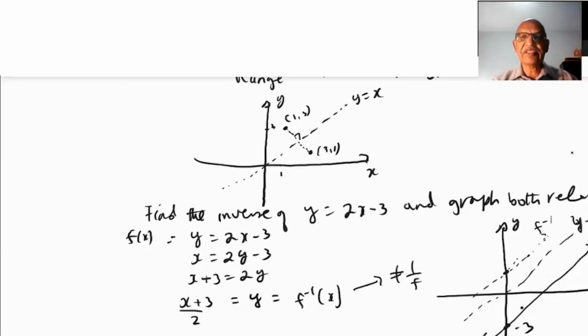So if a relation is a function, then it's not necessarily true that the inverse is a function. It can be a function if we restrict it. So we'll see in this case, the inverse is a function and the original is a function. Okay, that's all about the linear functions.